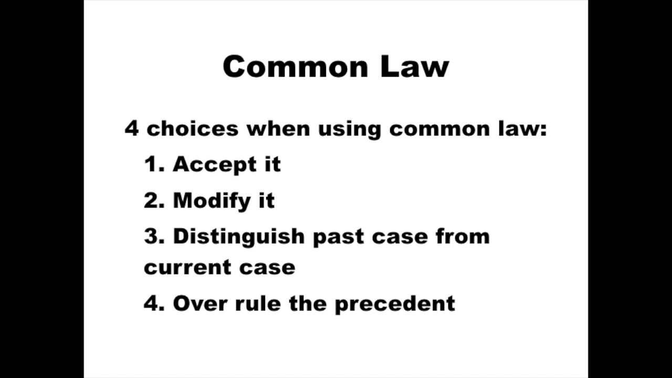They can distinguish it from the current case, and they can say, well, yeah, these cases are similar. However, this case happened 15 years ago, and 15 years ago, we had a lot less expectation of privacy than we do today. Or they can overrule the precedent, which basically means they're going to ignore it.